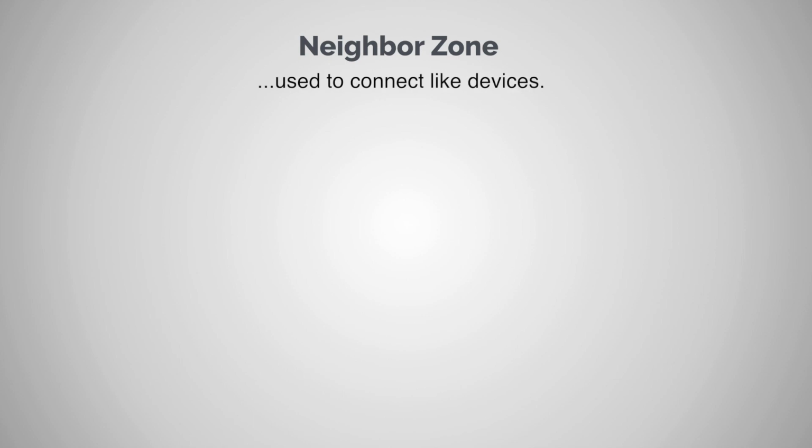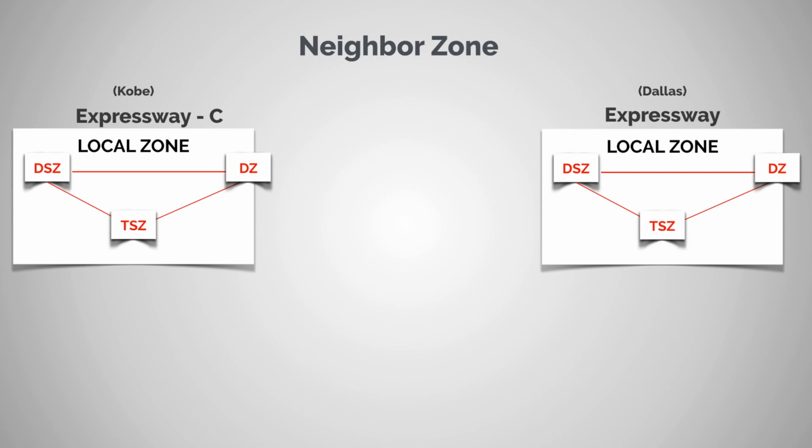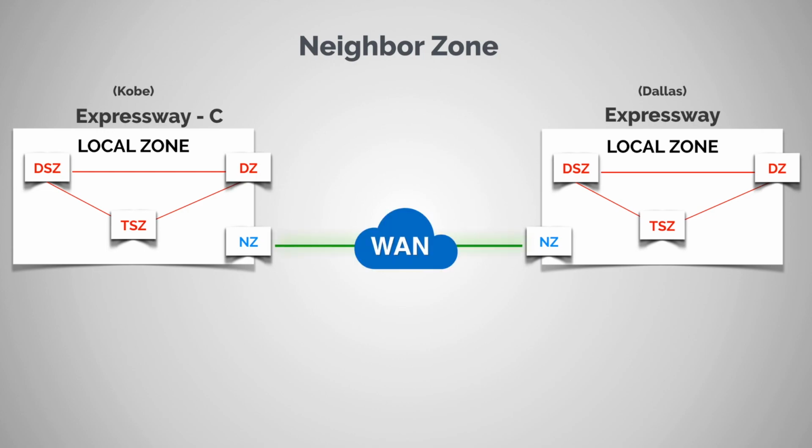Now, neighbor zones are used to connect like devices. So for example, we have this Expressway here with all its default settings. And then let's say you had another Expressway in a completely different physical location. Let's say this one's in Kobe and this one over here was in Dallas in the US. Then I could have a neighbor zone to connect these two locations across a WAN.